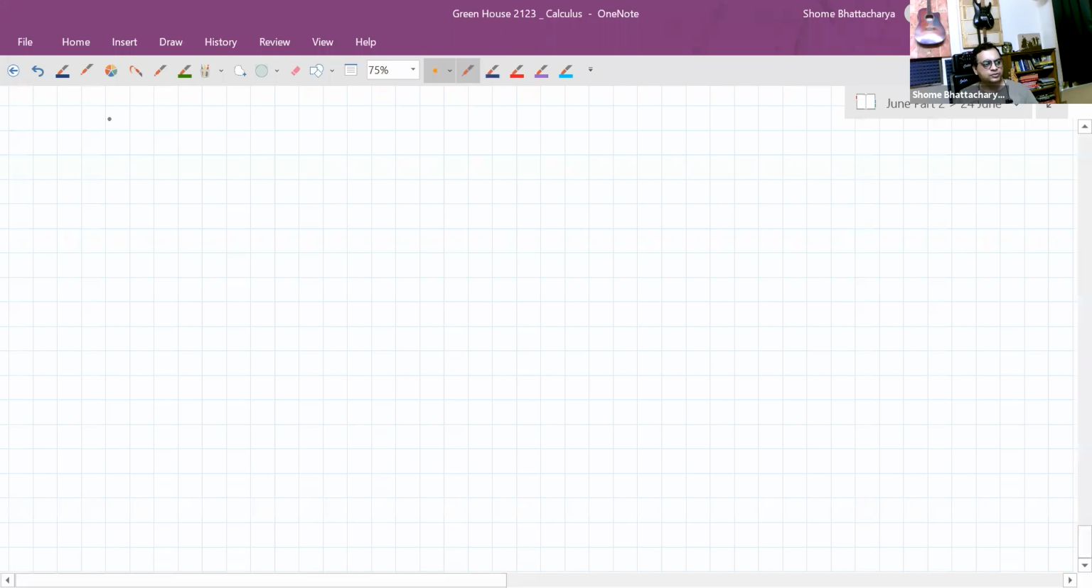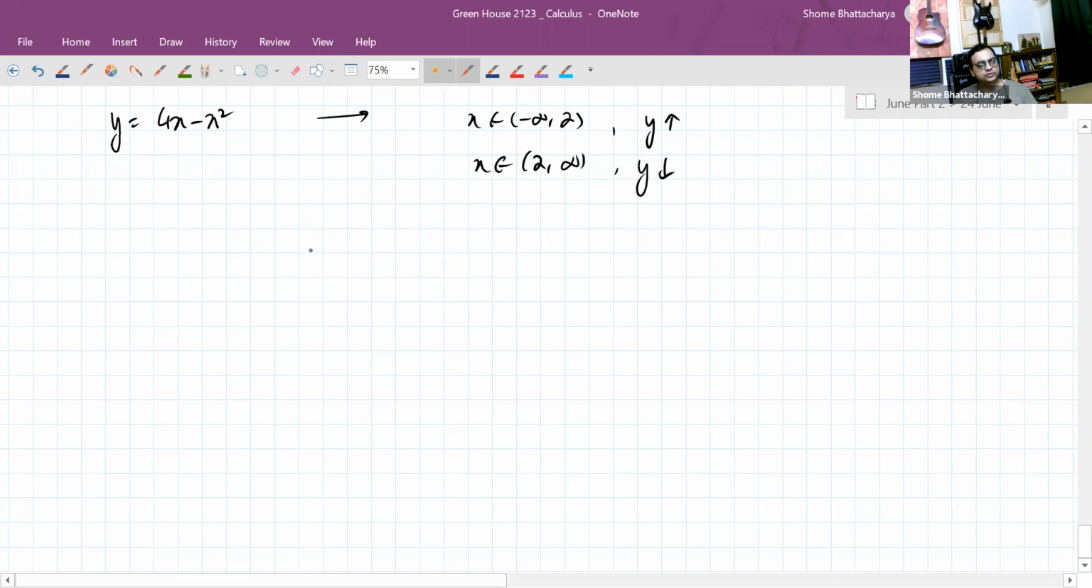Now, for example, for this function, it can help us analyze it further. If we see this function that we just analyzed, what we understood here is that for x from minus infinity to 2, y was increasing, and for x from 2 to infinity, y was decreasing. Now, in addition to this, if we also calculate at x equal to 2 what the value of y is, it's 8 minus 4, so it's plus 4.